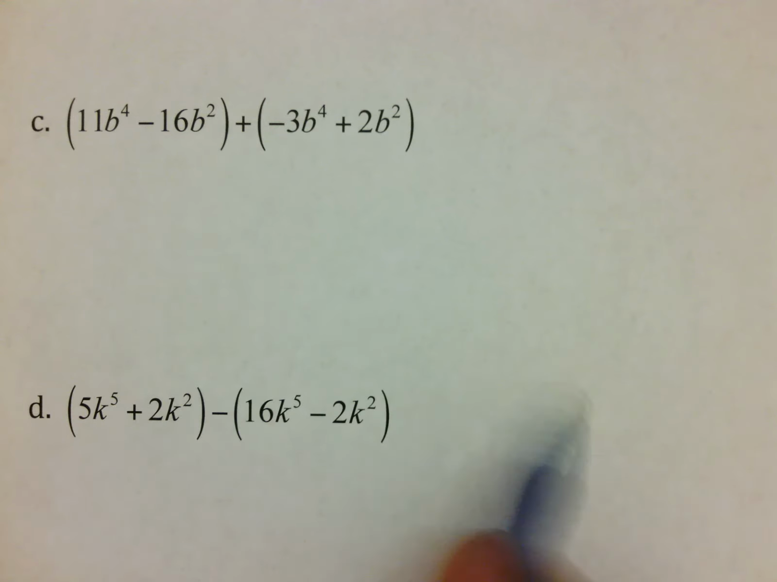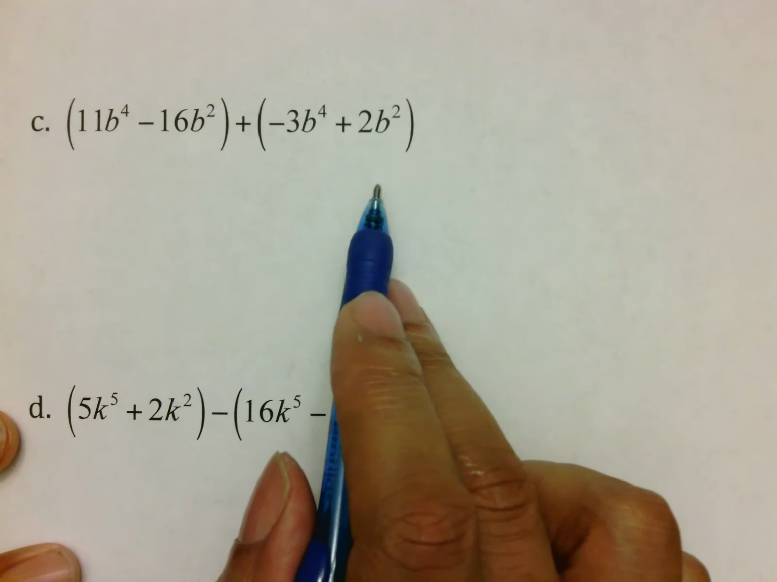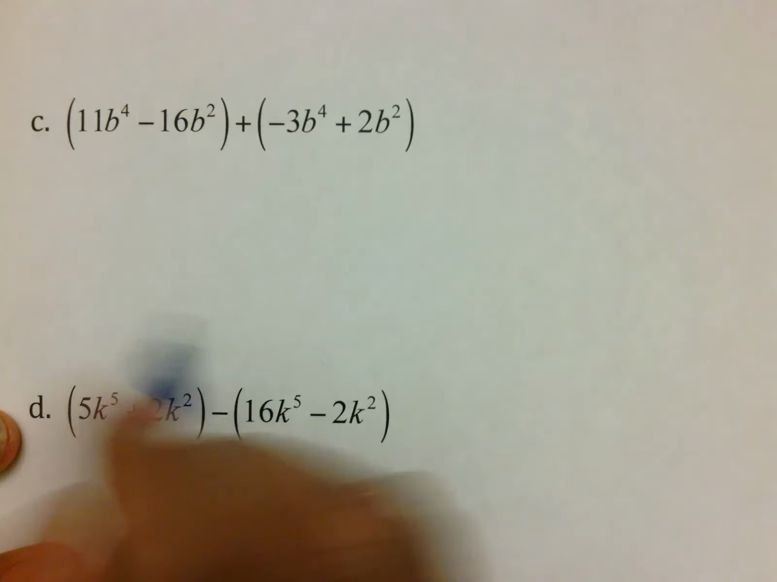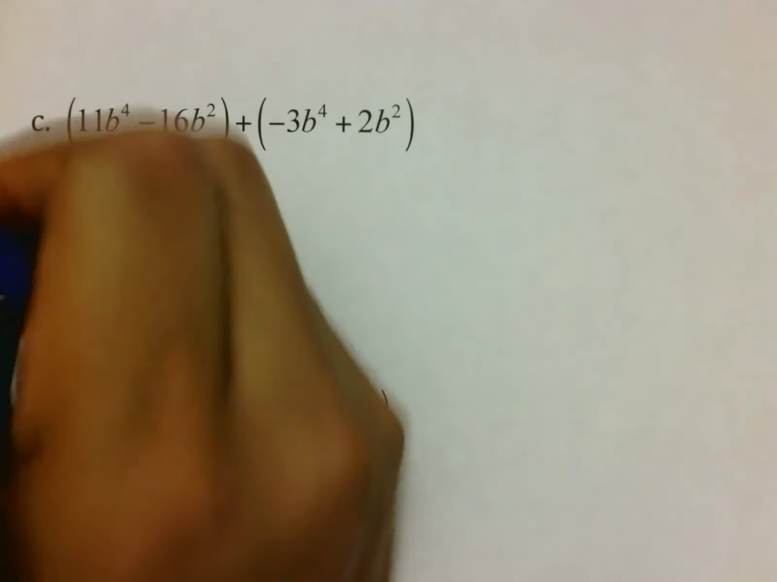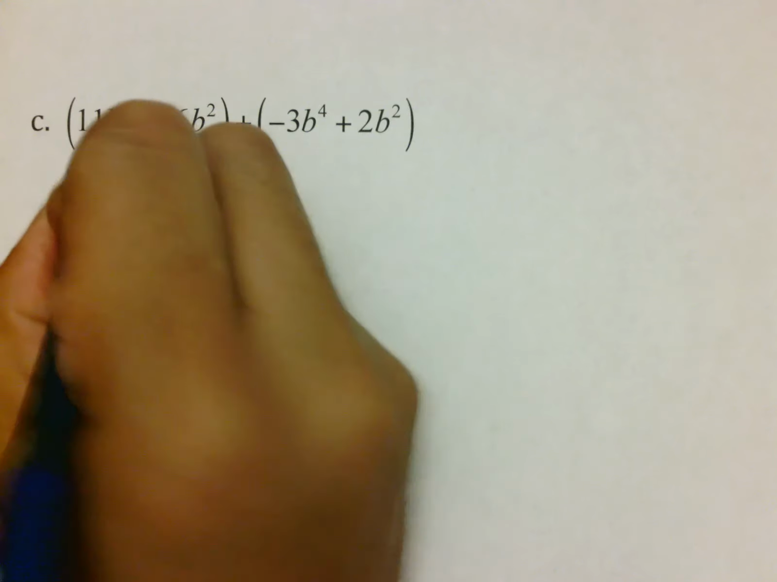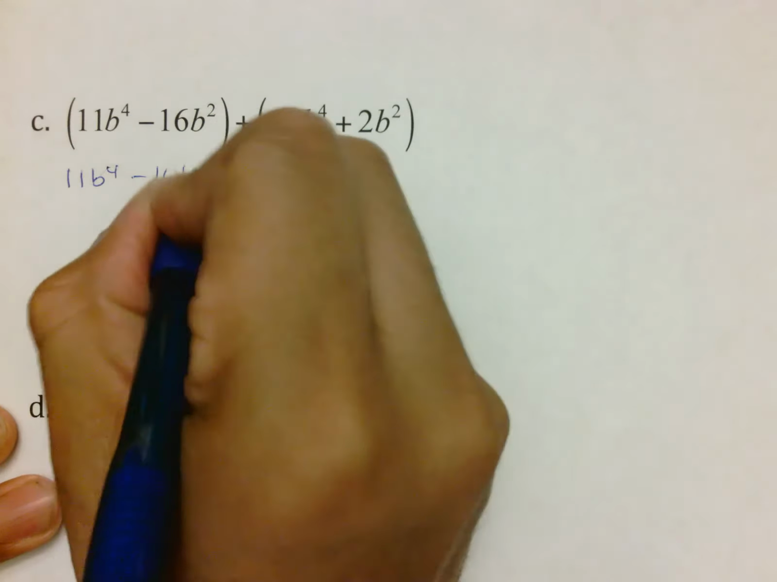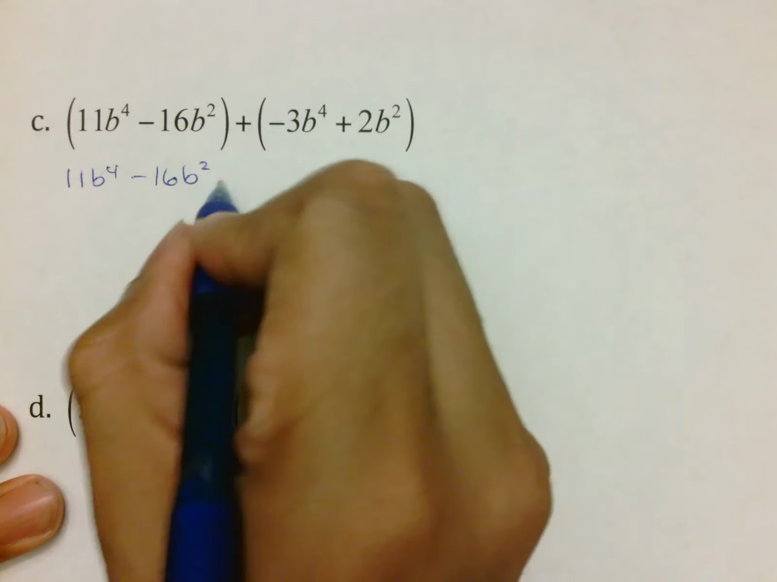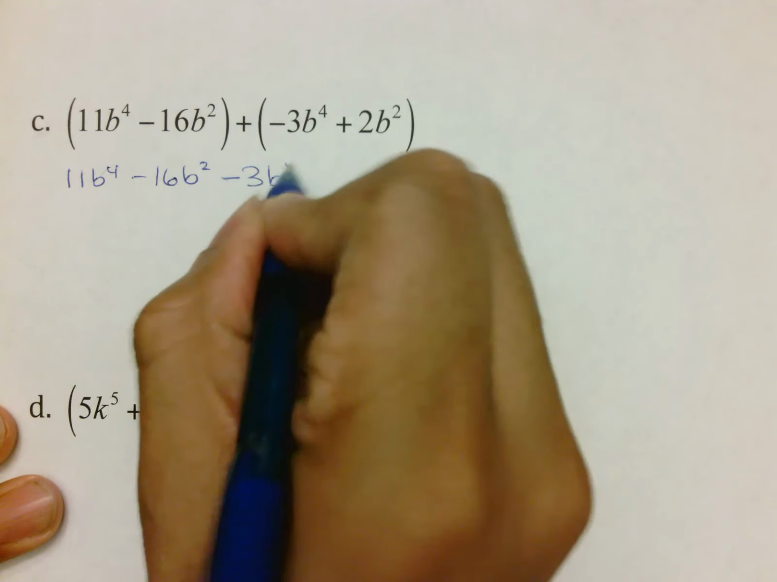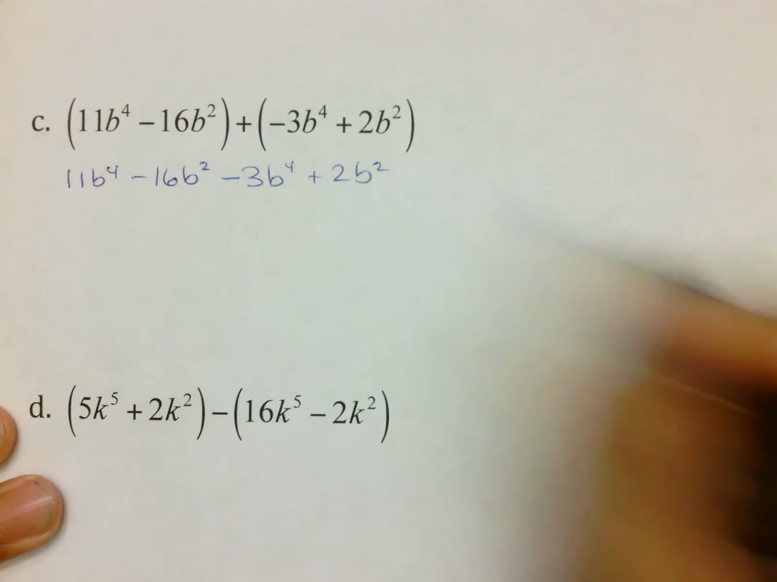On part C, on the ones that require you to show steps, the first thing I want you to do, kind of like we did earlier, is show the first step, which is writing it without the parentheses. So the first thing I want you to do is rewrite it this way. So 11b to the fourth minus 16b squared. Plus sign is weak, so we just bring out what's there. So minus 3b to the fourth plus 2b squared.